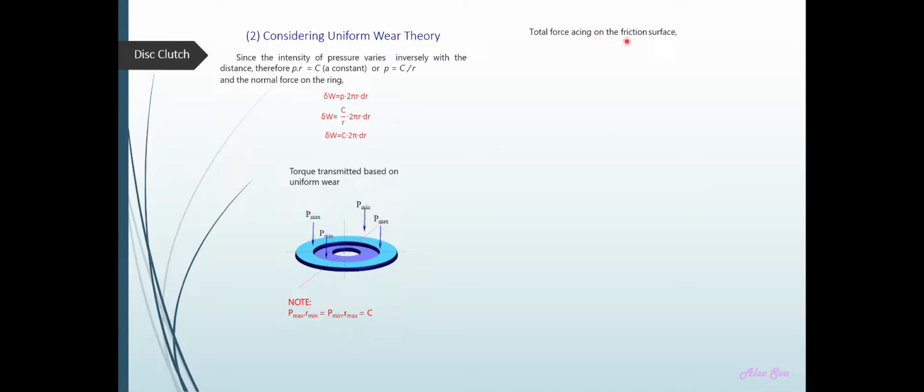So the total force acting on the friction surface, based on this equation here, we have to integrate both sides. This with respect to W and the other side with respect to R. C is a constant and 2 pi are constants too. So integrate with respect to R. When you integrate one with respect to R, you have R. Then by inserting R1 and R2, you get the spring force equal to 2 pi C times R1 minus R2. Then taking C as the subject, you will have C equals W divided by 2 pi times R1 minus R2.